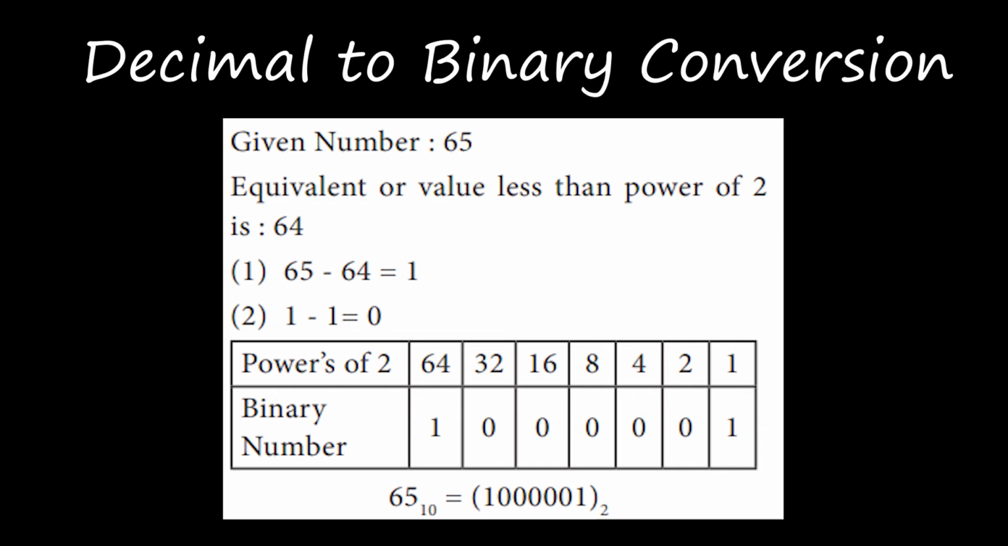Okay, we'll see the other method also now. You just learn only one method. If you find the first method easy, you just study the first method itself and apply that whenever you are converting a decimal number to a binary number, right? Let's see the second method now.